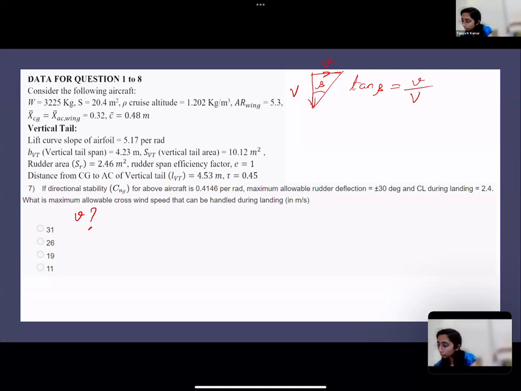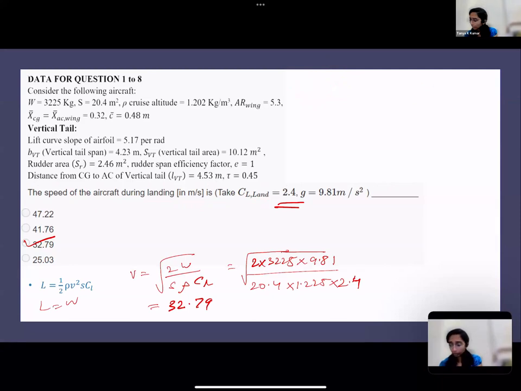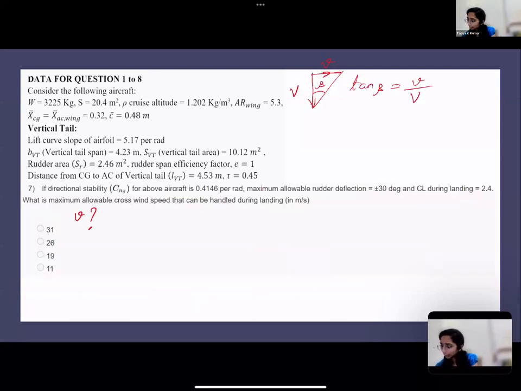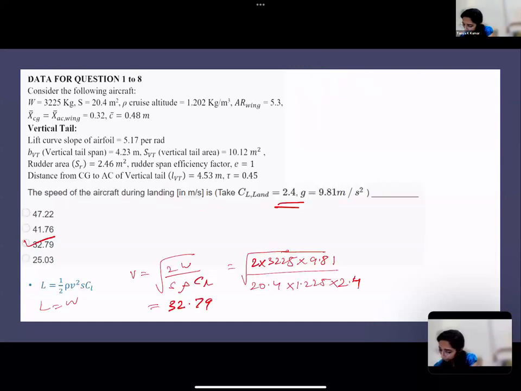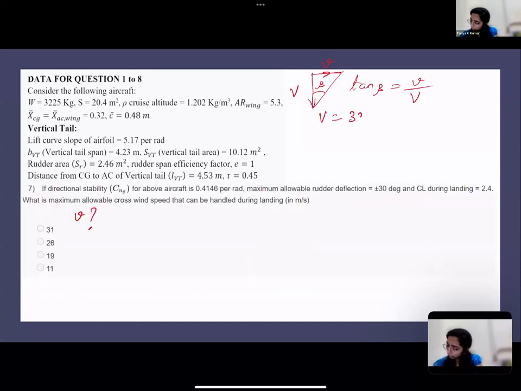This question is asking you what is the maximum allowable crosswind that you can tolerate. You know the velocity, correct? You can find it like in the previous case, and it is in fact the same case, so you can take that. So velocity we know to be 32.79. We need to find out beta. How do we find out beta? This is the question. It's similar to the aircraft moving in the south direction question. If we find out beta, substitute here, you can find out the small v, that is the crosswind. How do we find out beta?